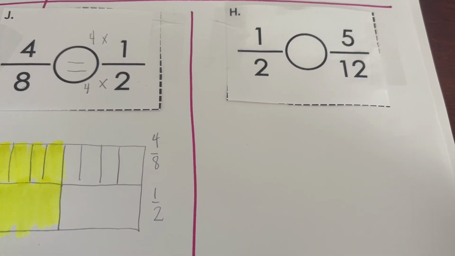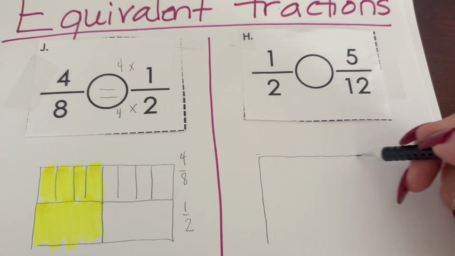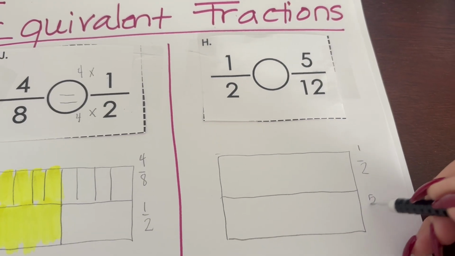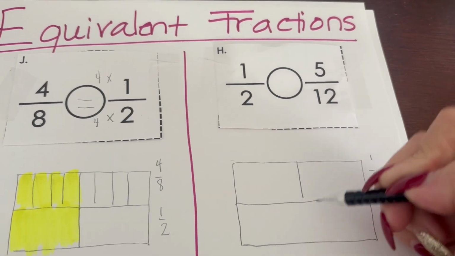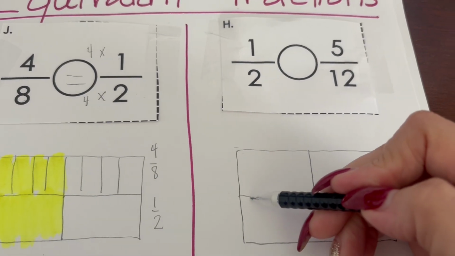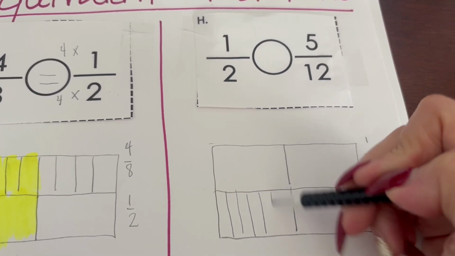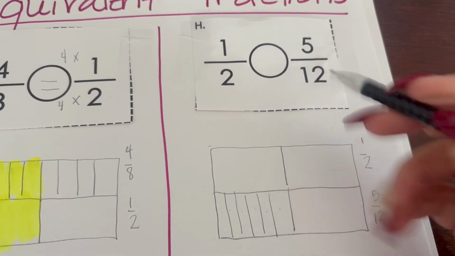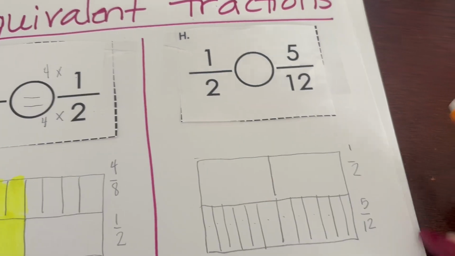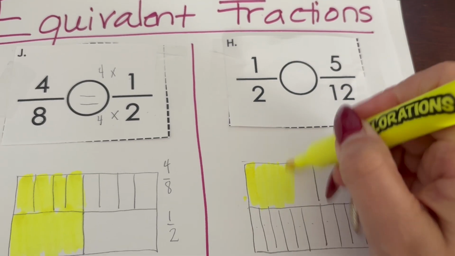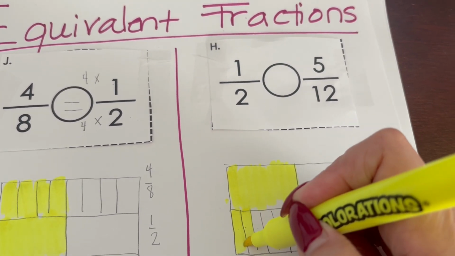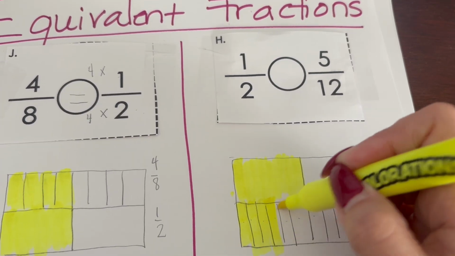Let's do one more example: 1/2 and 5/12. This time I'm going to do the model first. 1/2 here and then 5/12 here. So here's 1/2, and then I have to do 12 equal parts there. So I have to do 1, 2, 3, 4, 5 to make 6 parts. 1, 2, 3, 4, 5, 6, and then 5 more lines over here. Then I'm going to shade in 1/2, and then 5 parts to show 5/12 on the bottom. 1, 2, 3, 4, 5.